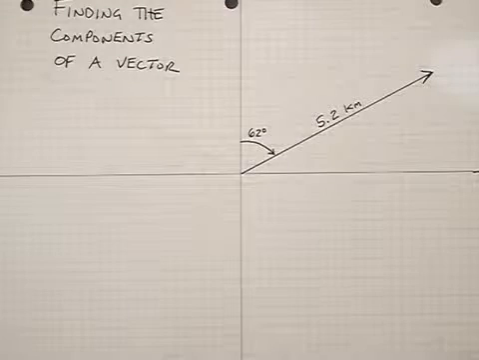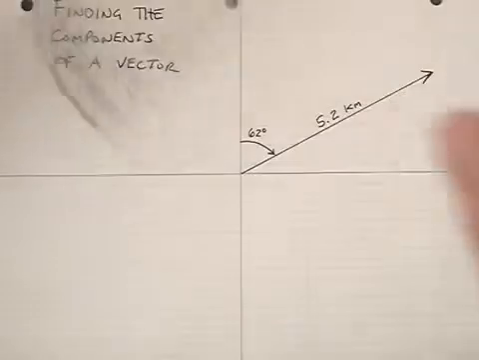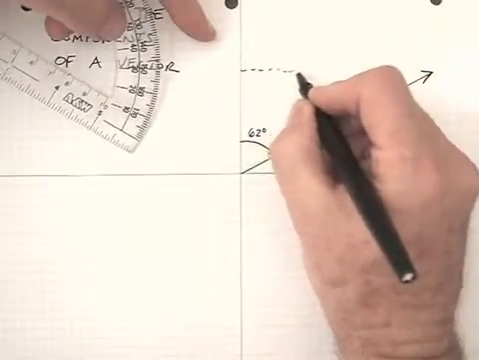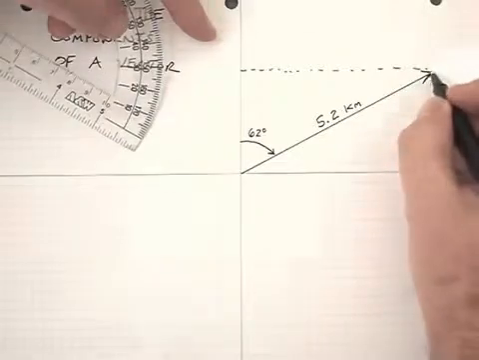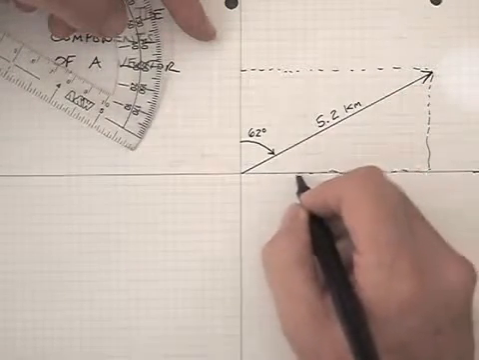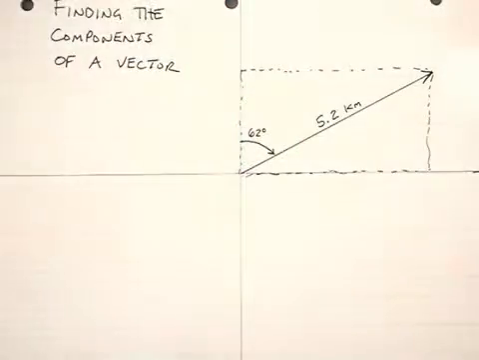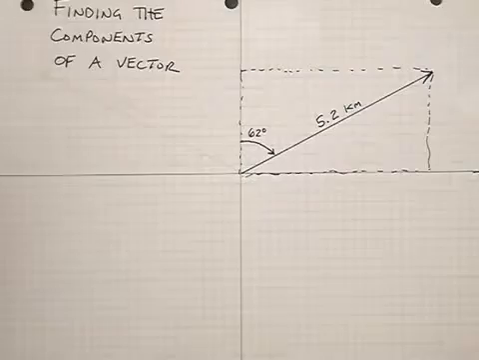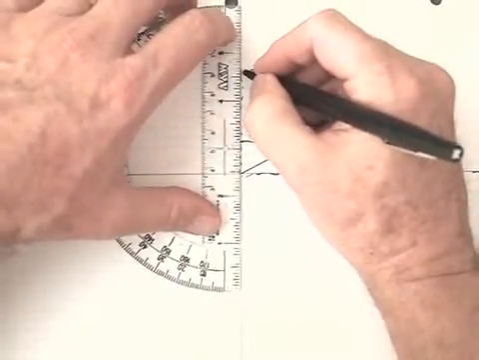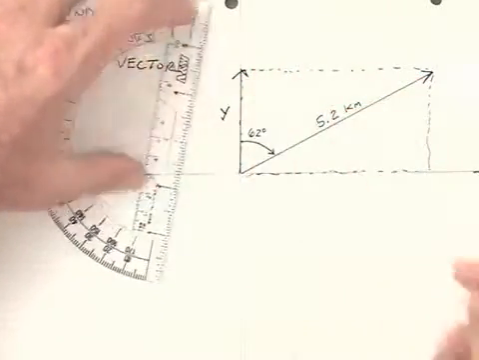And if we want to break this vector into its components, the first thing to do is to construct a right triangle. And the way I usually do this is I make a rectangle around the vector, which kind of helps me see where the sides of the right triangle are going to be. So I can see that I'm going to have a side that's directed along the positive y-axis here, and I'm going to label that y.